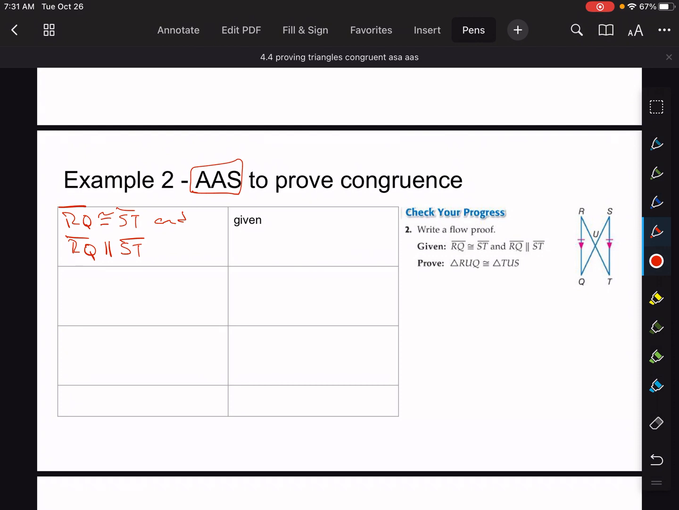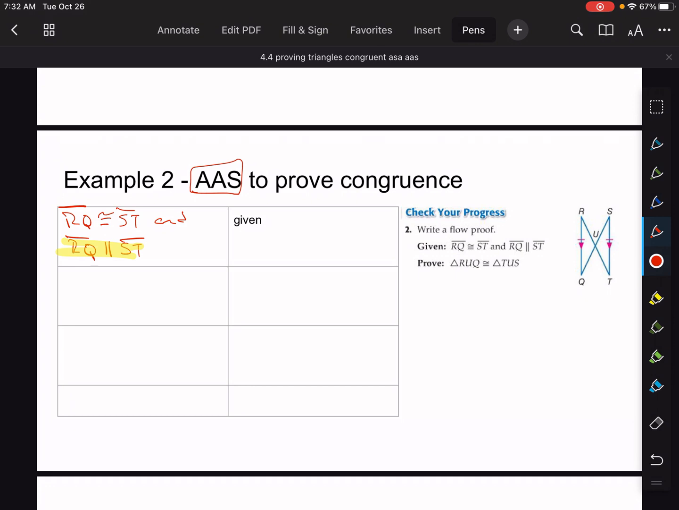Okay, so the first thing we're going to do, and one thing I want to highlight here: if RQ is parallel to ST, then any of your parallel rules can come into play here. So all the rules that we studied when we studied parallels and the relationship between transversals and parallels, that's going to come into play, right? So you're going to go back to your toolbox for that.